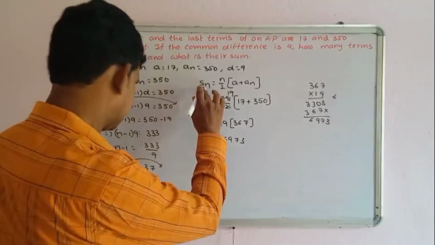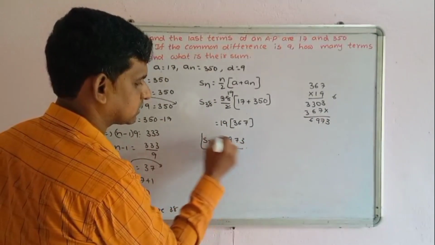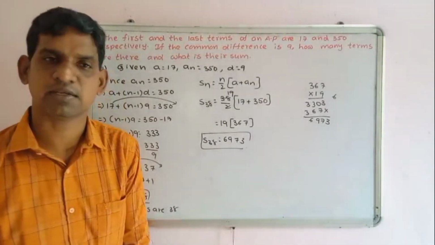6,973. Therefore, yes, n means what? 38. So yes, 38 equals to 6,973.